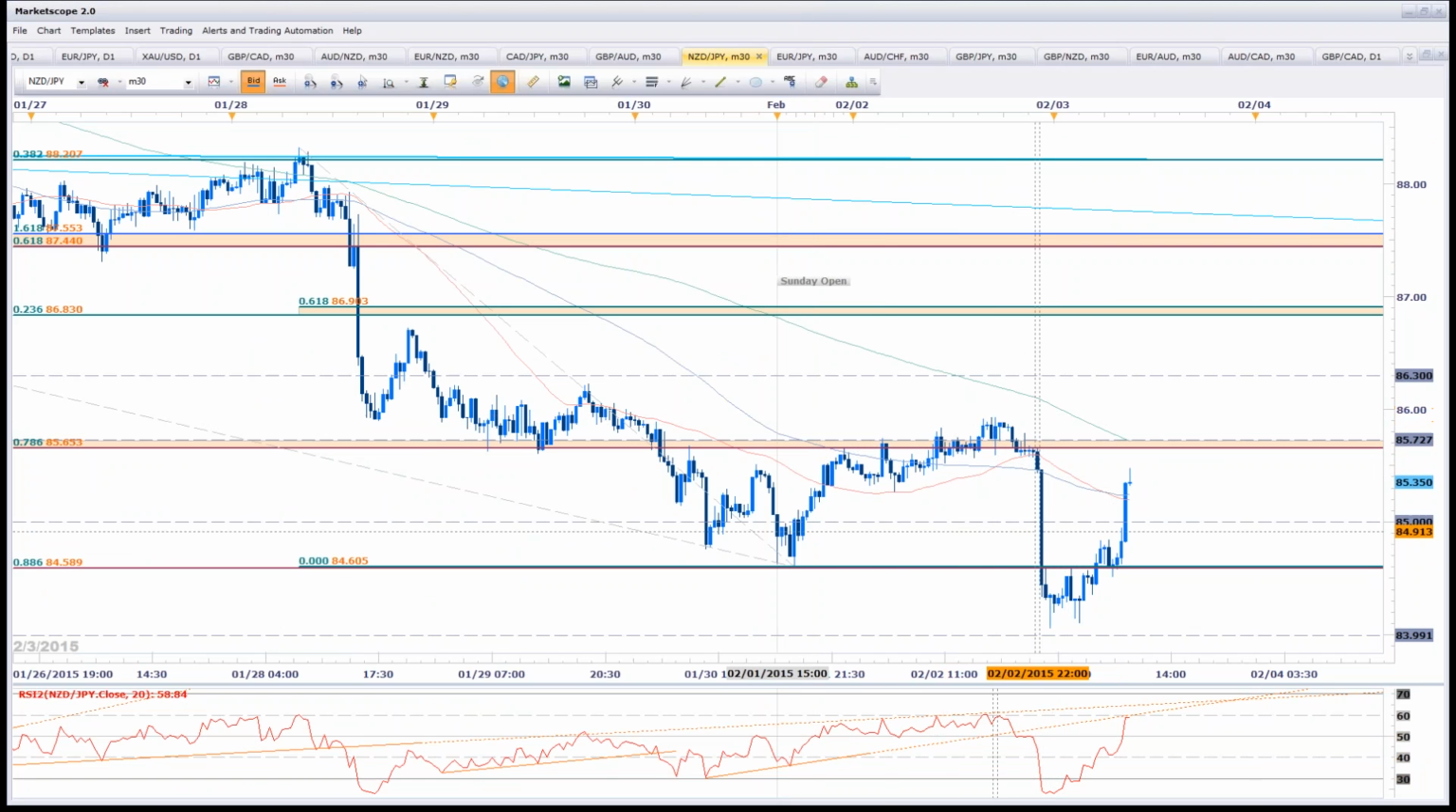Really good stop. First target was 85 handle. Second target was 84.60. That's the opening range low for the week. Third target just got missed, and that was at the 83.99. We basically bottomed off at 84.06.